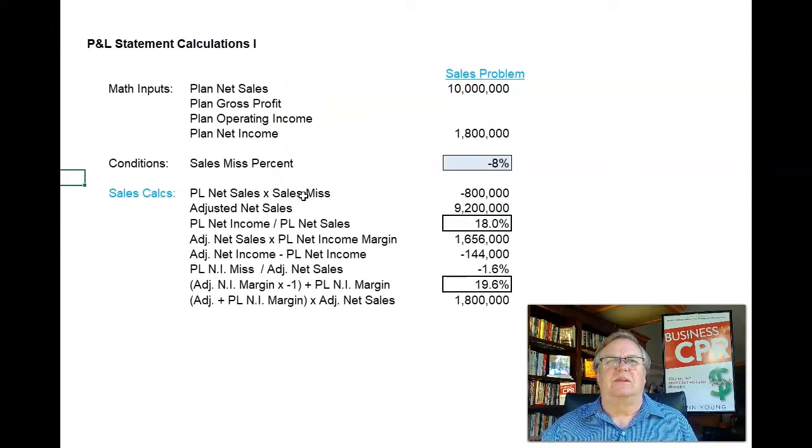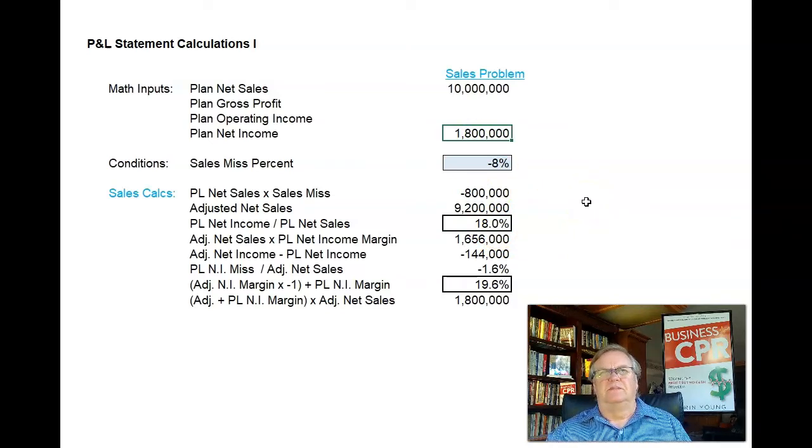So for example, in this scenario, we've got an 8% sales miss. That means sales are going to be 9.2 million instead of 10 million. The plan is an 18% return on sales. And so if I hold my 18% goal, in other words, I want to make 1.8 million, so it's okay if I drop my sales as long as I hit my 1.8 million.